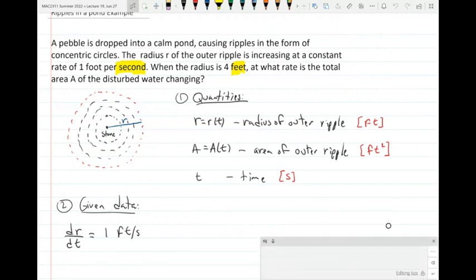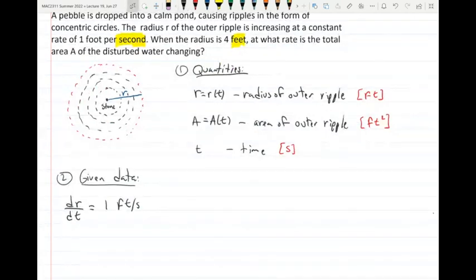All right, so let's keep reading, see what else we're given. So when the radius is 4 feet, that's it, we're not given anything else. Notice that they never talk about time, but by saying that r is equal to 4, we are fixing a moment in time, right? That moment in which the outer circle has a radius of 4 feet, at that moment, I want you to tell me how fast the area is changing. That's really the question.